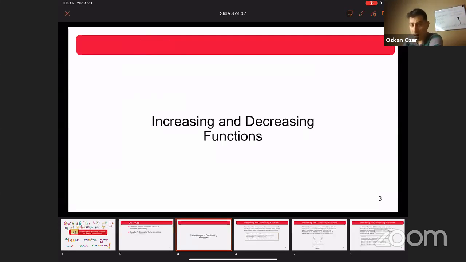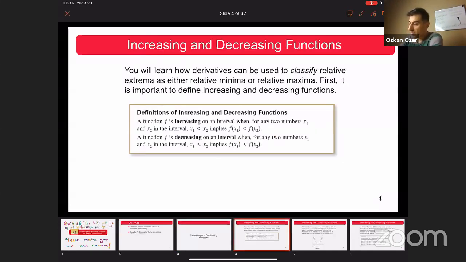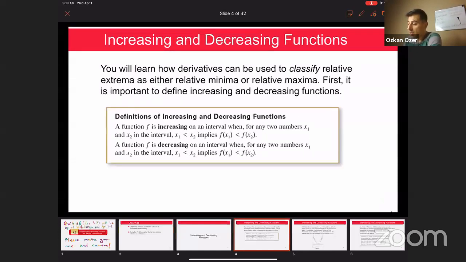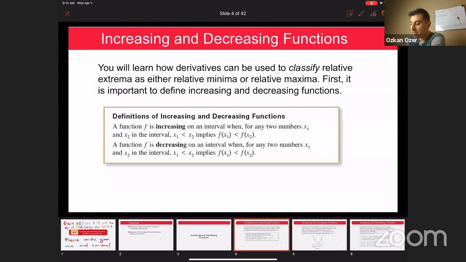Okay. All right. So first of all, let's make the definition of what it means to have an increasing or decreasing function. So first of all, f is an increasing function on an interval for any two numbers x1 and x2, such that x1 is always on the left of x2, the corresponding function values would satisfy this relationship. So if x1 is on the left and x2 is on the right on the interval, f of x1 should be strictly less than f of x2 to call this function an increasing function.